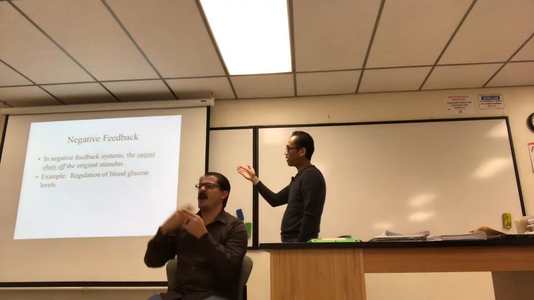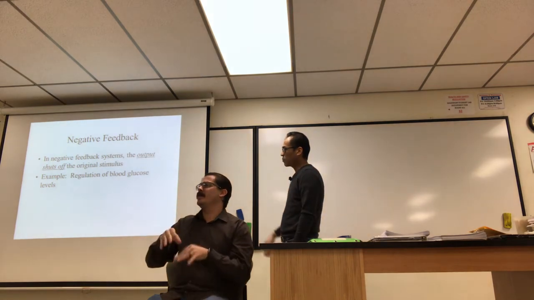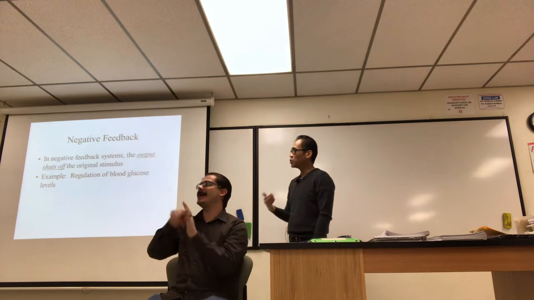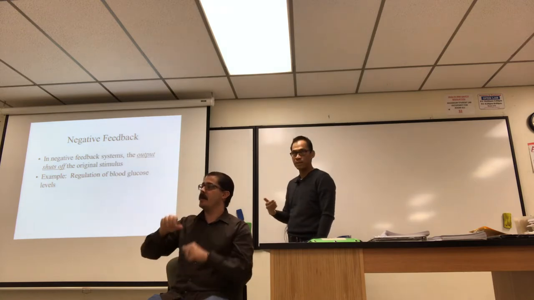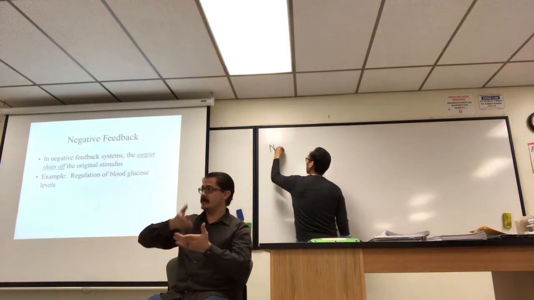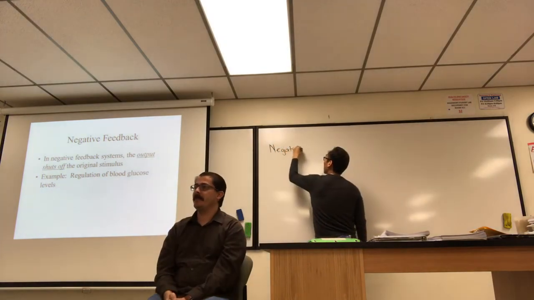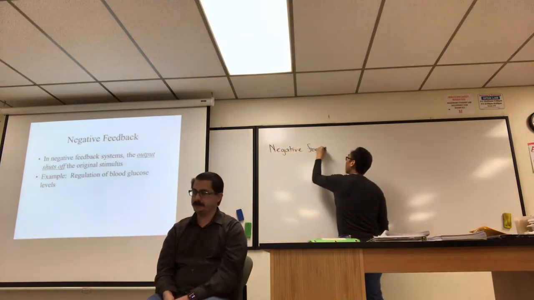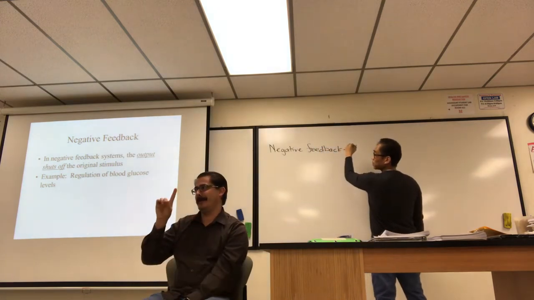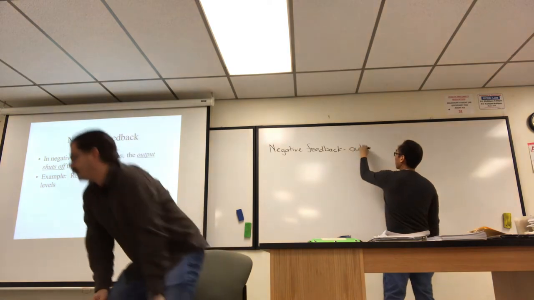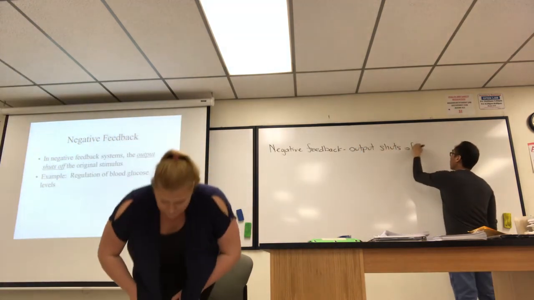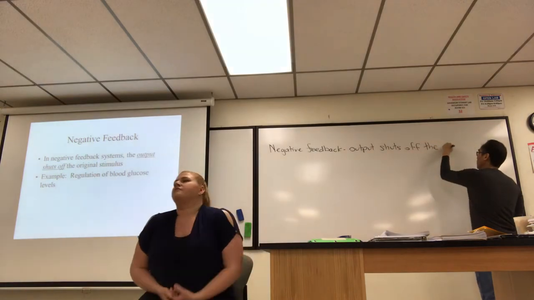Another thing to define as we get into homeostasis is negative feedback. In negative feedback systems, the output shuts off the original stimulus. Let's write that down. Negative feedback: shuts off the original stimulus.